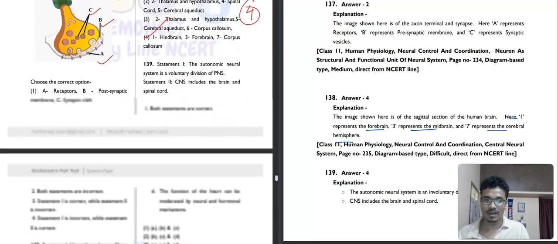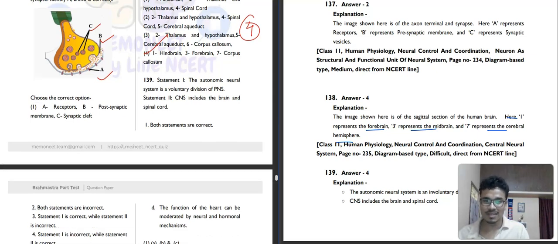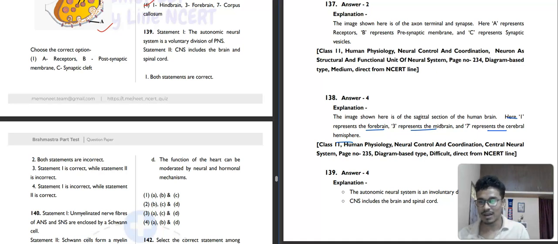Then question number 139. Statement first: the autonomic neural system is a voluntary division of the PNS. Statement second: CNS includes the brain and the spinal cord. The first is not correct. The autonomic neural system is an involuntary division of the PNS, not voluntary. CNS includes the brain and the spinal cord is the correct one. So statement first is incorrect, but statement second is correct. So the fourth option is our correct answer.